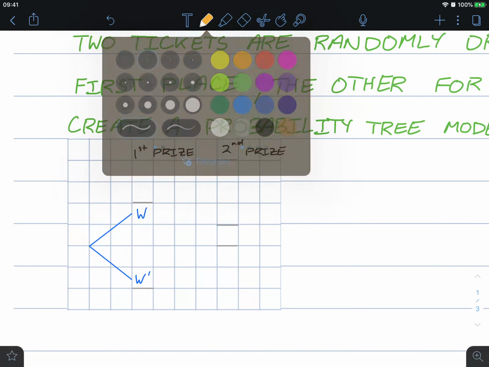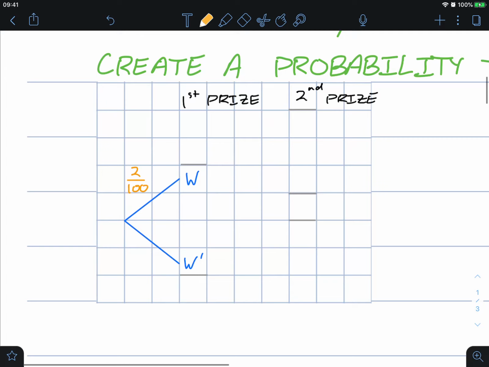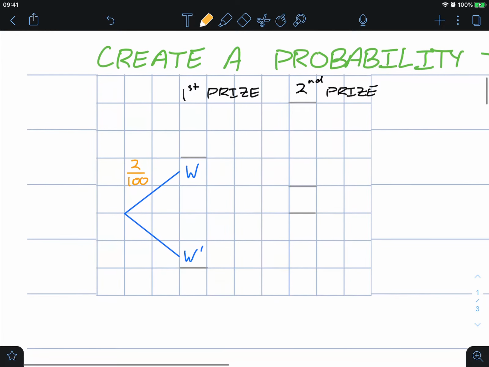Now let's calculate the probability that he wins the first prize. Well, in the first prize, he has 2 tickets out of the total of 100 tickets. So he has a 2 out of 100 probability of winning, which means the probability that he loses is 98 out of 100.